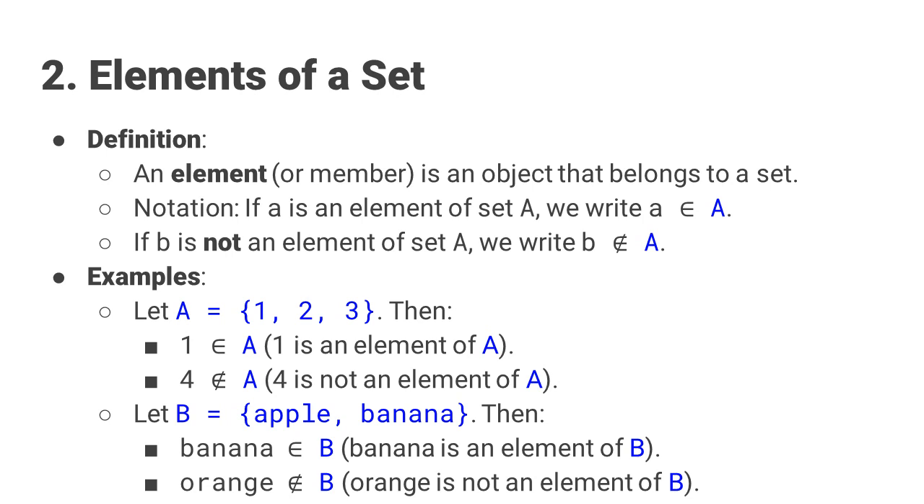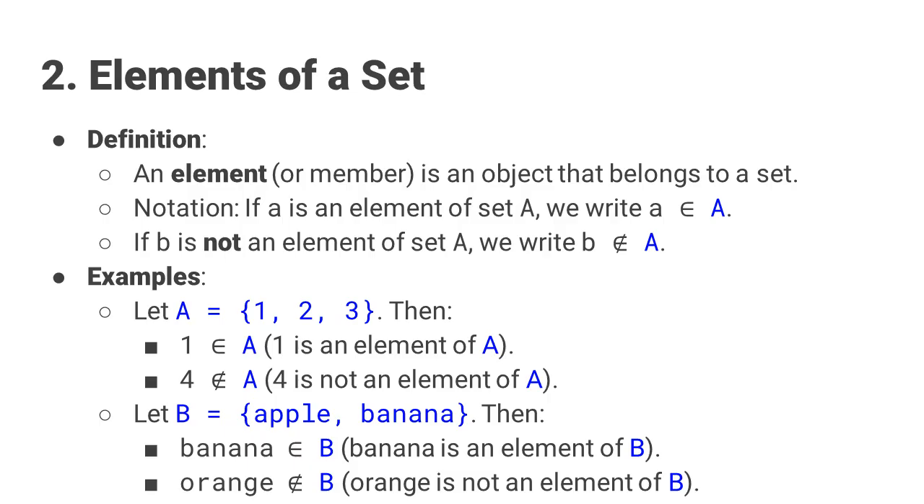To denote that a belongs to A: if a is an element of set A, we write a ∈ A, or a is an element of set A. If b is not an element of set A, we write b ∉ A, or we can read it as b is not an element of the set A.